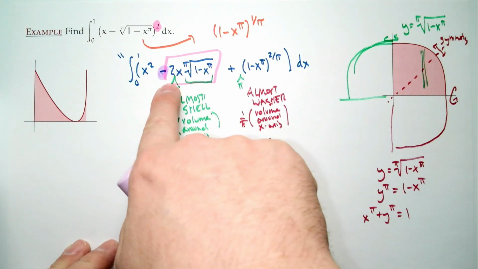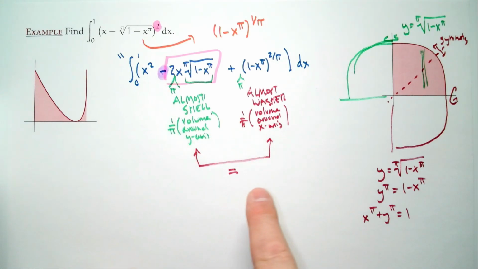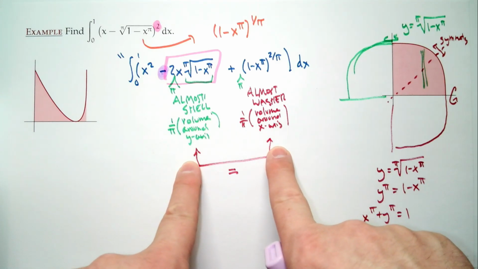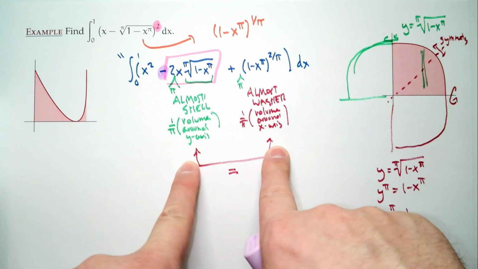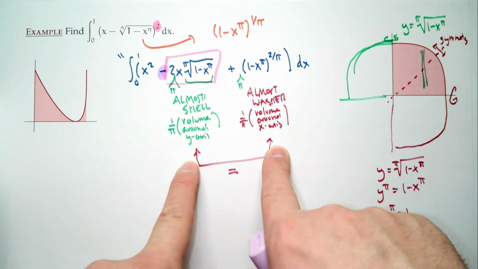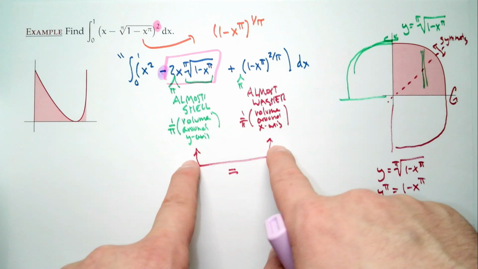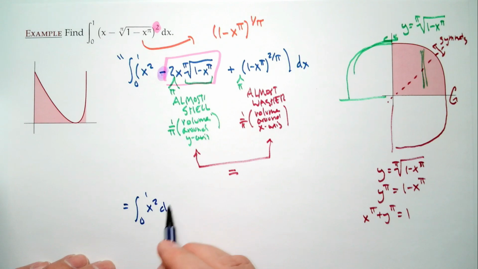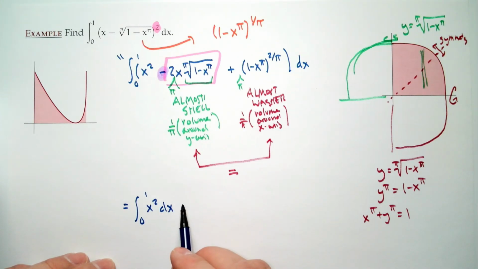There's a minus. So what happens to these two things? They cancel out. We have no idea what this value is. You can't compute it. We don't care because it's canceling. So, by interpreting those pieces as volumes, what are we left with? Well, the integral from 0 to 1 of x squared. And I claim that integral we can do. What's that integral?